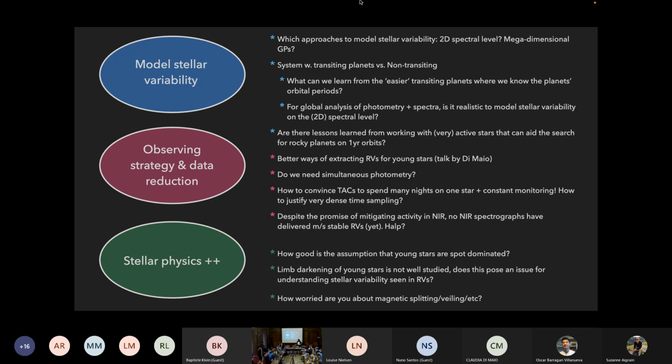Just on this, we should be careful there, because I never saw an active star where the residuals in terms of air mass were 1 meter per second. So I think we cannot make any assumption of this.